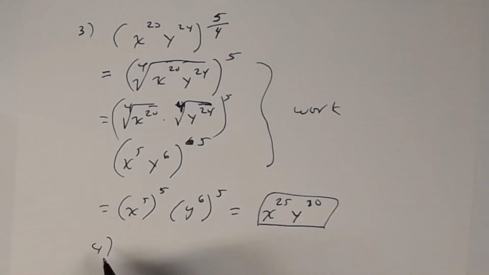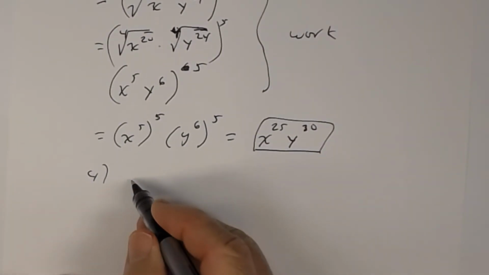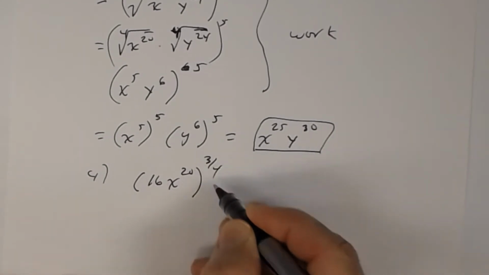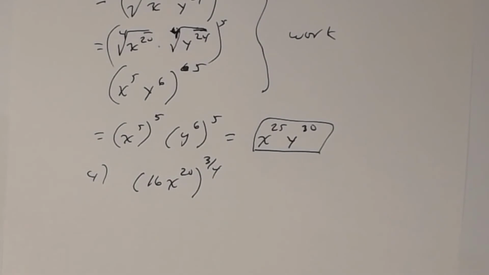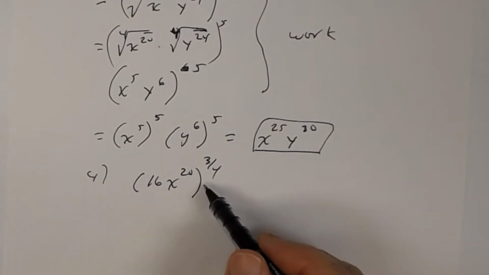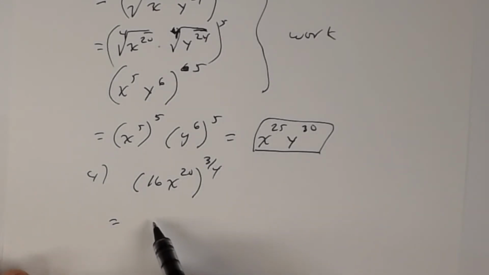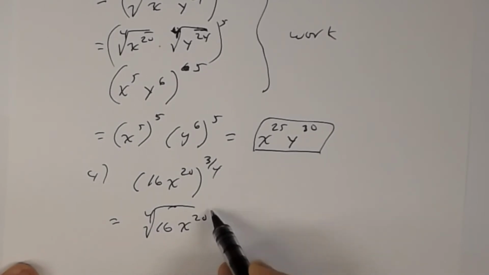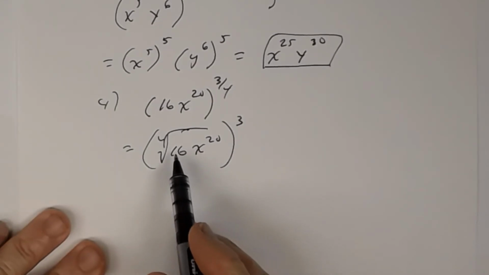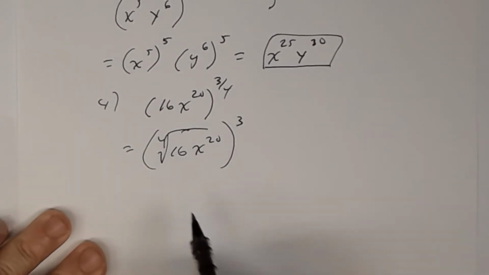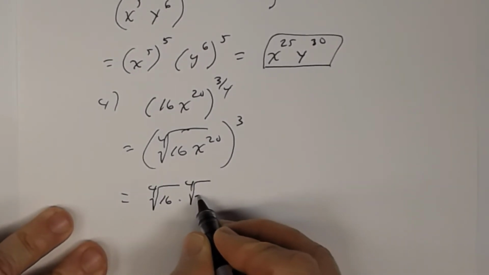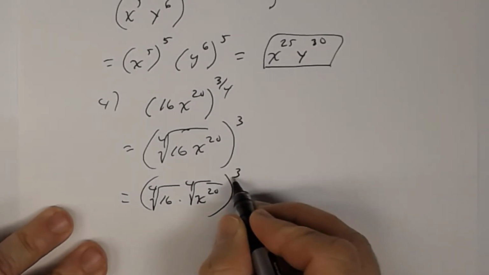Number 4, let's suppose in number 4 we had 16x to the 20th power, all raised to the 3/4. So again, if we change this to a radical, this becomes the fourth root of 16 x to the 20th, and all that's being raised to the third power. Now, writing this as a product of radicals, this becomes the fourth root of 16 times the fourth root of x to the 20th, all raised to the third power.